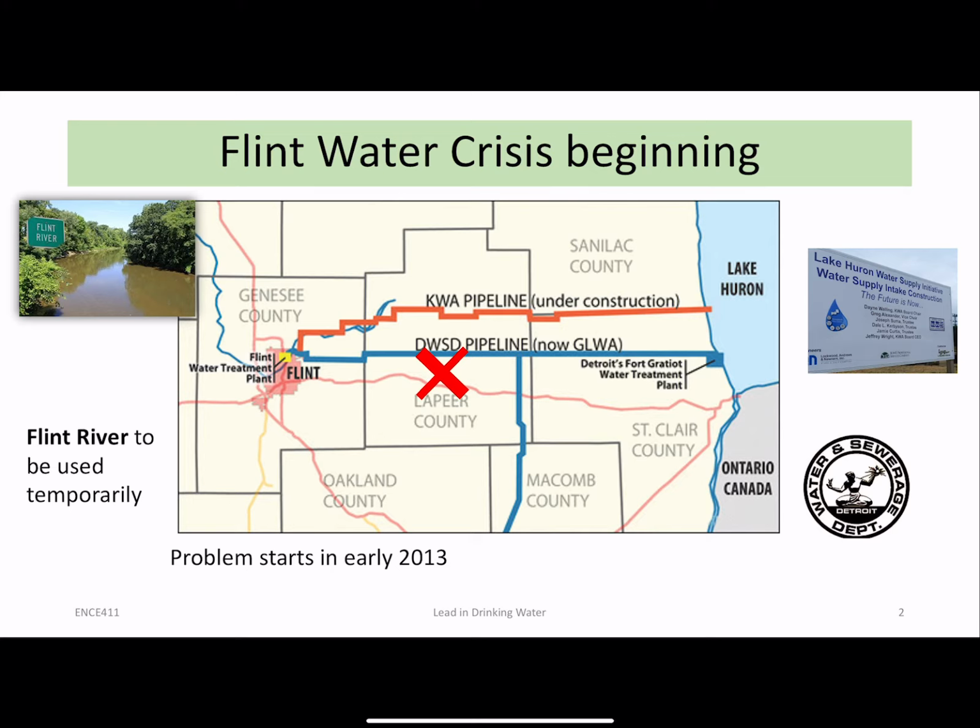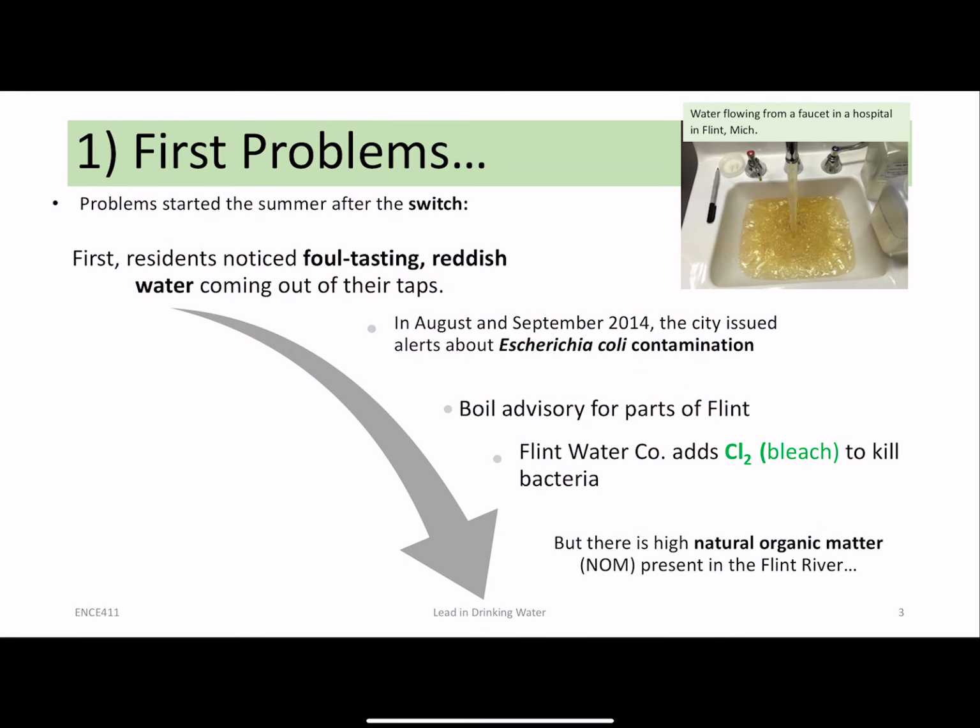But this new authority wasn't ready to deliver the water to Flint because they needed to build a new pipe. So while they were building this pipeline, Flint decided to take the water from the Flint River, as your partner said. They decided to treat the water by themselves, but they didn't do a very nice job with that. After the switch, the residents in Flint started to see red color in the water, and a weird taste.